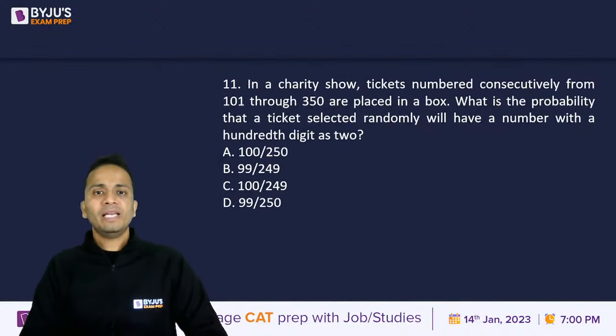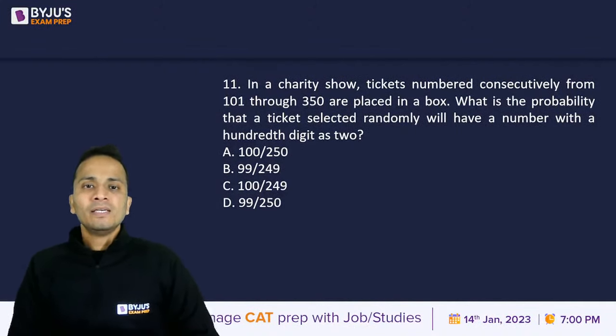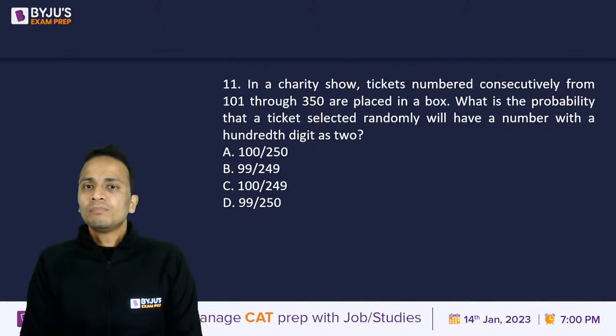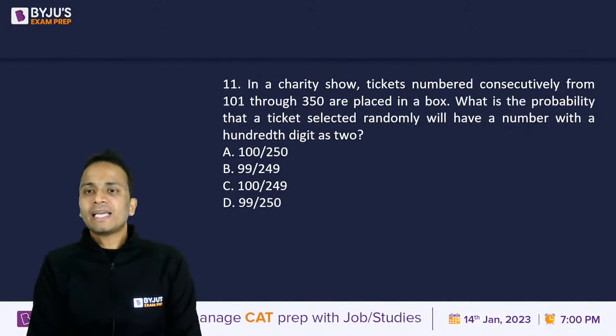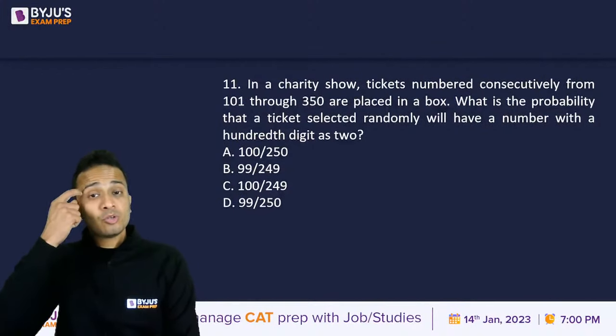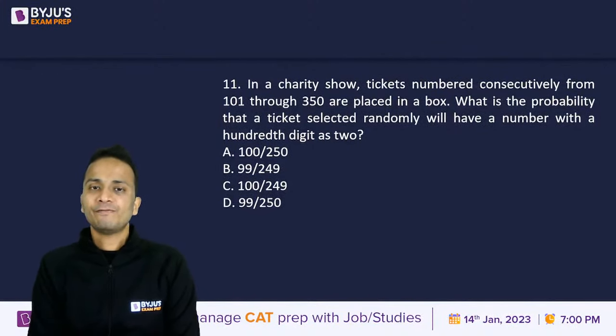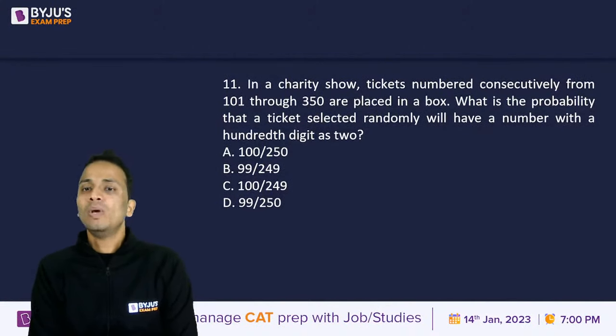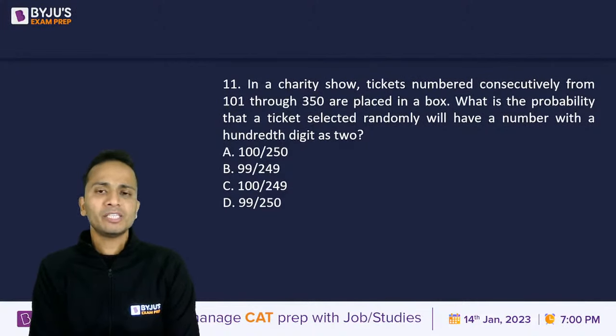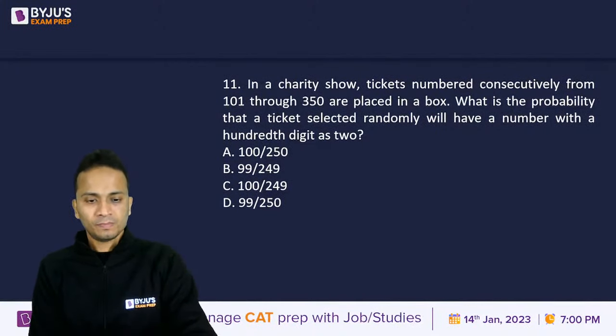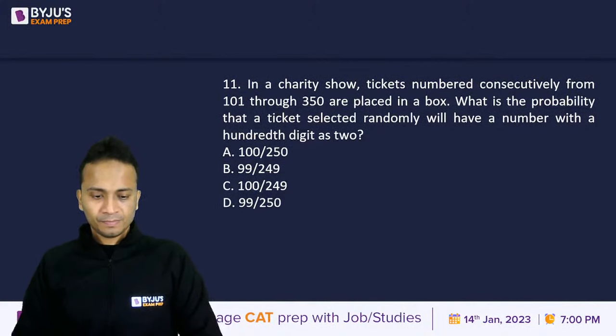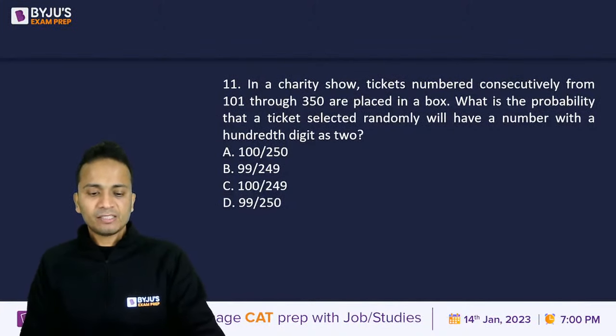Next question, question number 11. In a charity show, tickets numbered consecutively from 101 through 350 are placed in a box. What is the probability that a ticket selected at random will have a number with a hundreds digit as 2? Quickly give me an answer for this one.